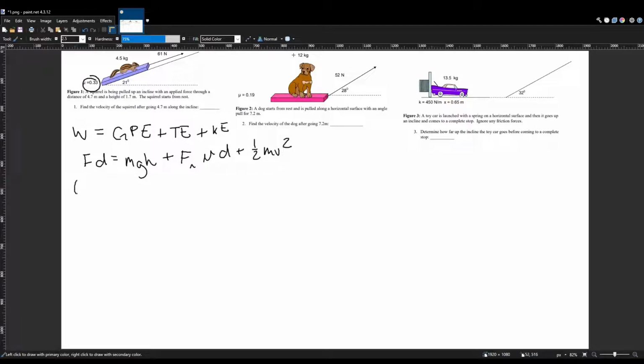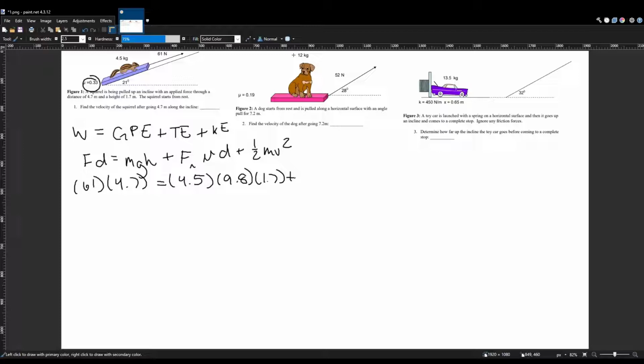Force is of course 61. Distance is 4.7 meters through it, equals m. M is 4.5. G is of course 9.8. And height is 1.7 meters. Now force normal here, what's that going to mean?